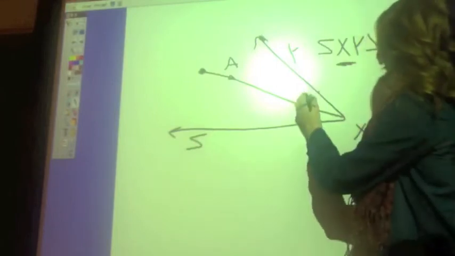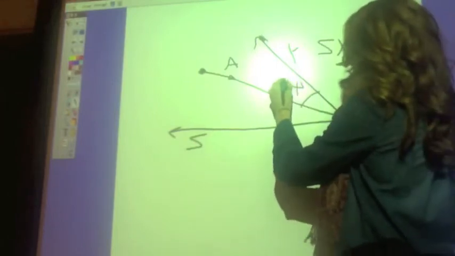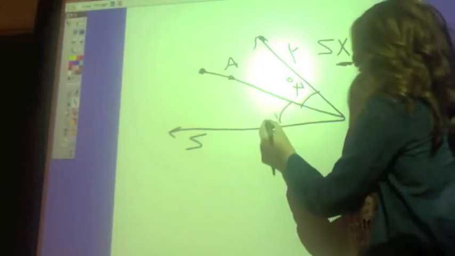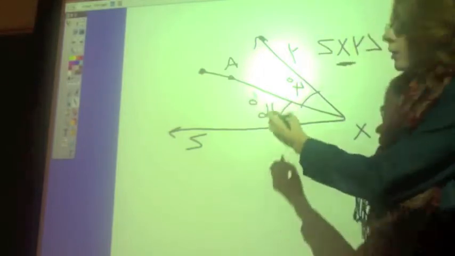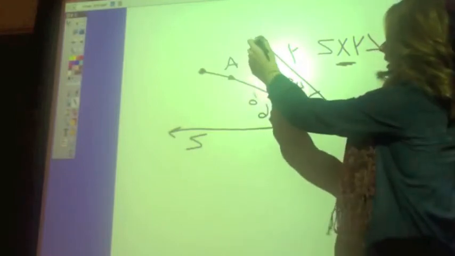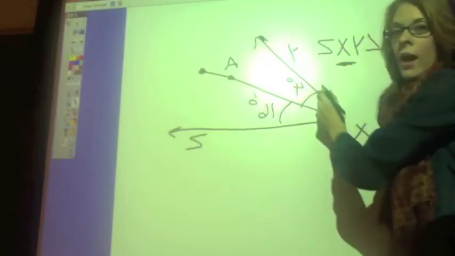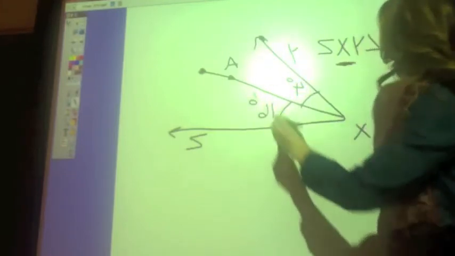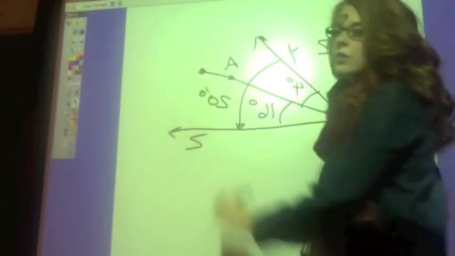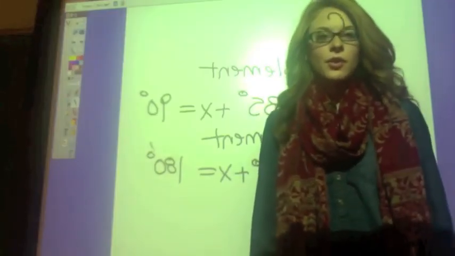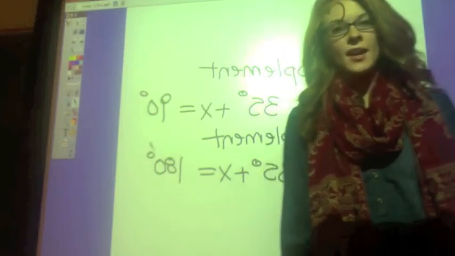So if this measurement is 4 degrees and this measurement is 16 degrees, then altogether 4 plus 16 should give us the angle measurement of YXZ. So the entire angle would be 20 degrees. So that is everything for our review for lines and angles, and good luck.